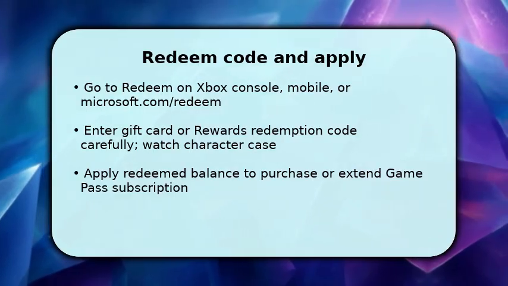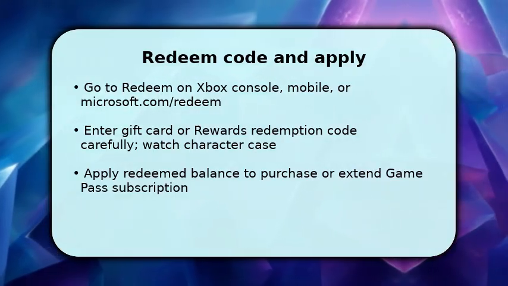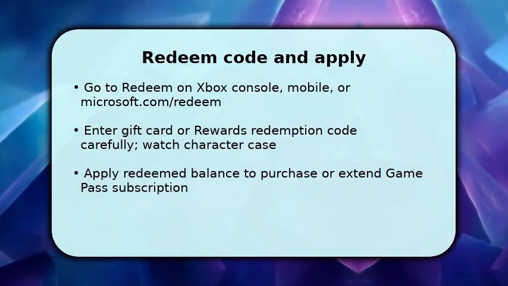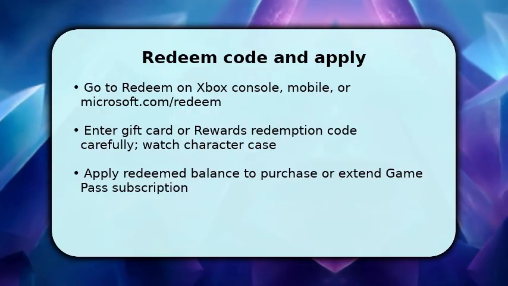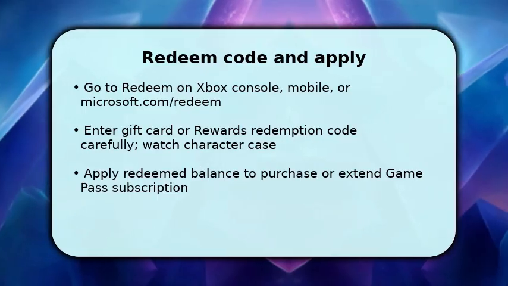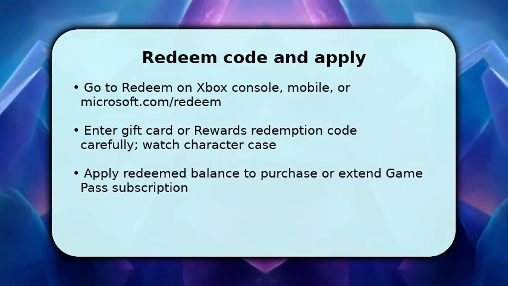Once the funds are added to your Microsoft account, go to the Game Pass subscription page and choose the plan you want: Console, PC, or Ultimate. Select Payment, use Microsoft Balance so the redeemed funds cover the purchase. If needed, set Auto-Renew off to control future charges.